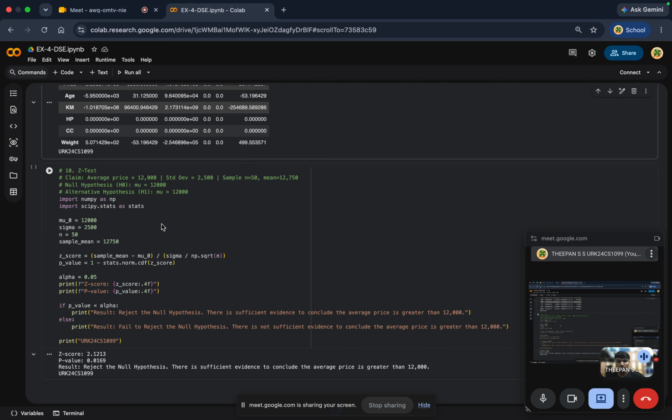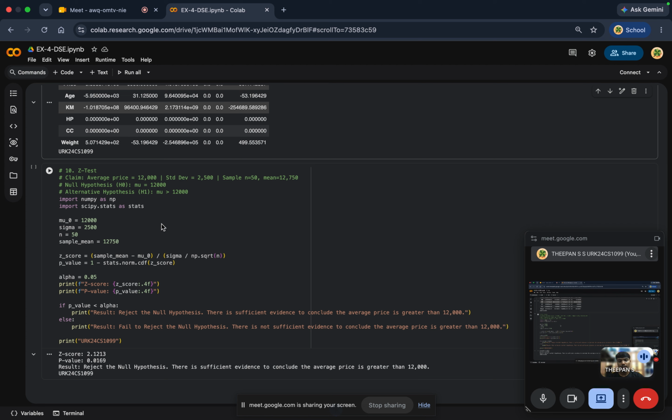And the tenth question is the z-test, the one-sample z-test. Another name for the z-test is hypothesis testing. The goal of the tenth question is to test a specific claim regarding the population mean price when the population standard deviation is known. For that, the null hypothesis H0 is mean equal to 12,000 average price. H1 is the alternative: mean greater than 12,000, a right-tail test.